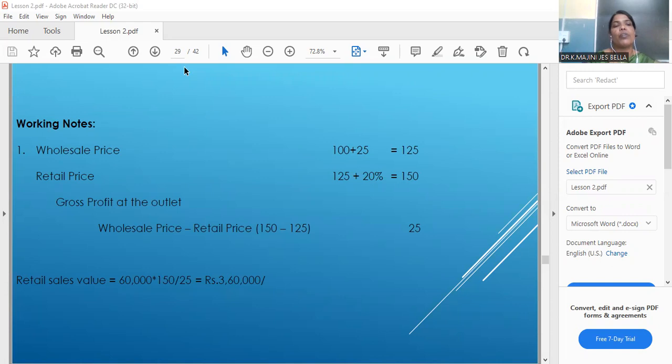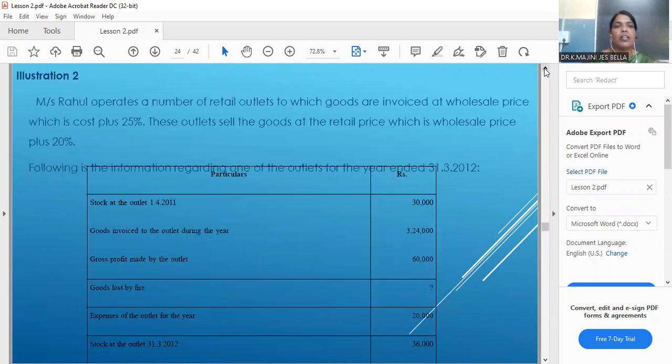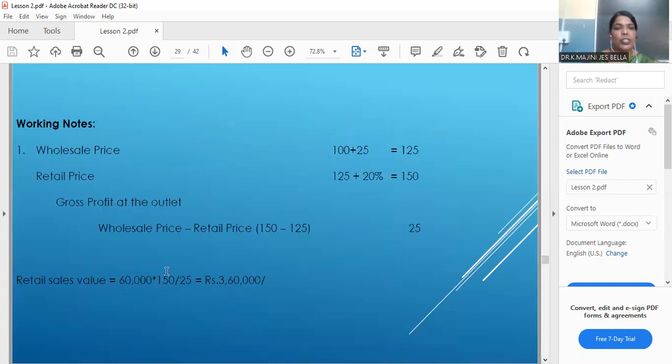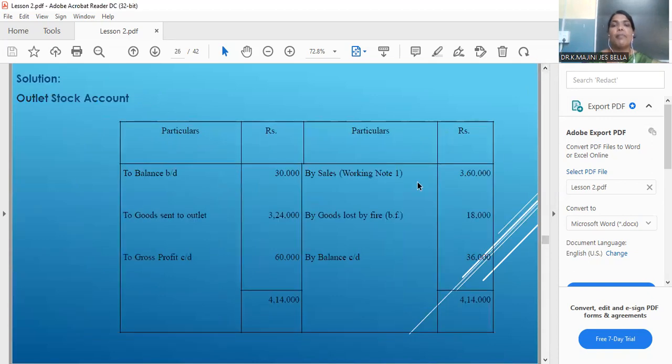Now we can calculate the retail sales value. We should calculate the retail sales value. 60,000 are there, right? Here they have given the gross profit made by the outlet 60,000. So 60,000 into 150 divided by 25. You will get 3,60,000. Right, here by sales 3,60,000.